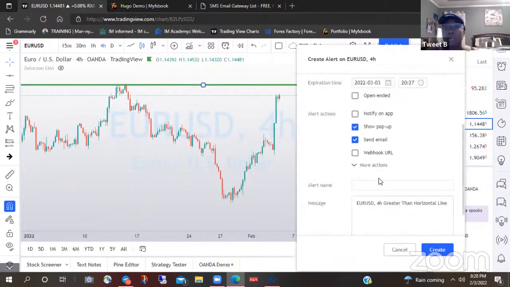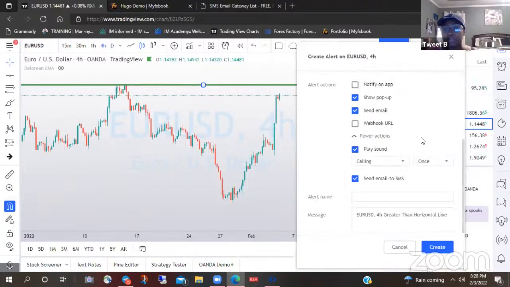And then in order to get the text message, all you have to do is open the little drop down for more actions, and it's going to give you notify on the app. So TradingView does have an app that you can download to your phone that allows you to actually get push notifications, which are the little notifications you get at the top of your phone. So it'll give you those. You can get pop-ups, which would be right here on the chart. They would display a pop-up that says chart is at whatever zone.